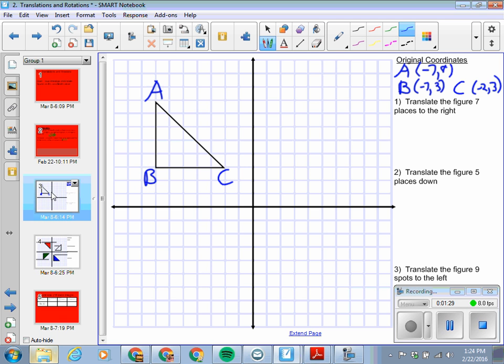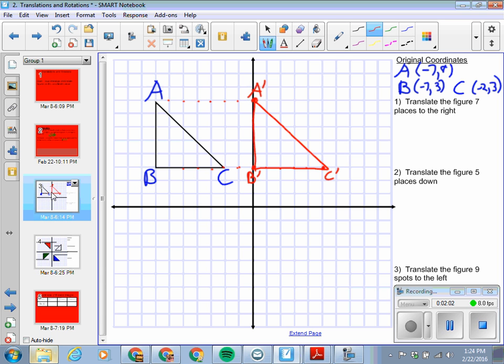So now we're going to translate the figure 7 places to the right. What this means is that each point is going to move to the right 7 spots. So we're going to take A, move it over 7 places to the right: 1, 2, 3, 4, 5, 6, 7. So our new A, or A prime, is right here. Then B prime, 1, 2, 3, 4, 5, 6, 7, is right there. And then C prime, 1, 2, 3, 4, 5, 6, 7, right there. Go ahead and connect that.